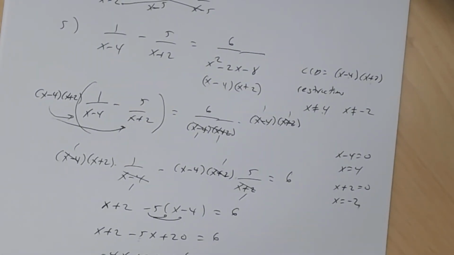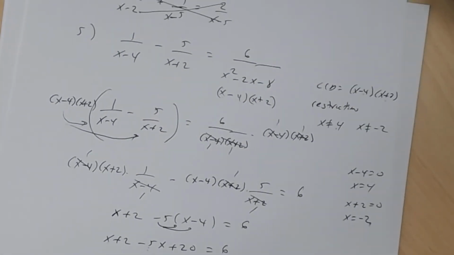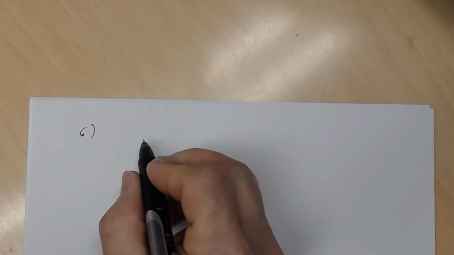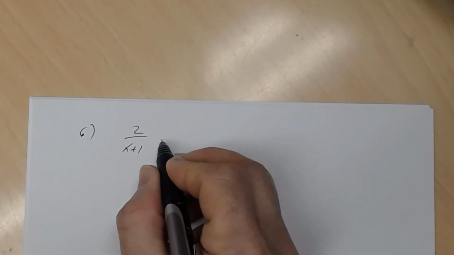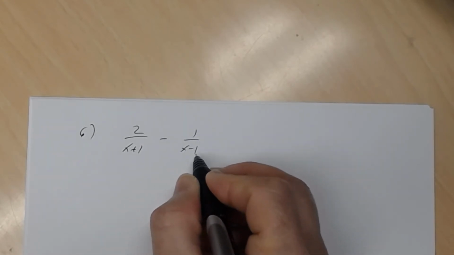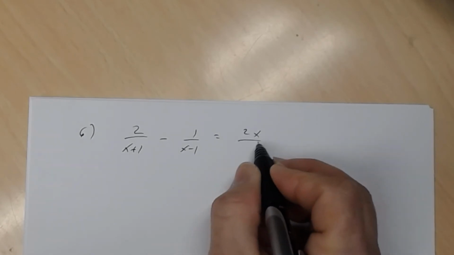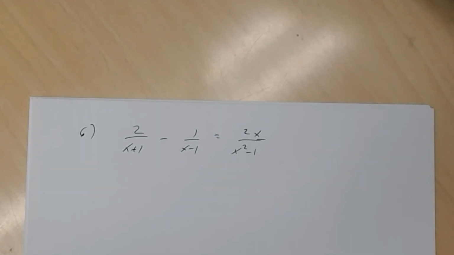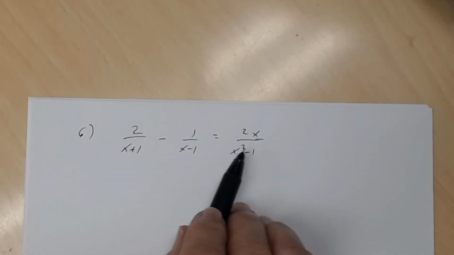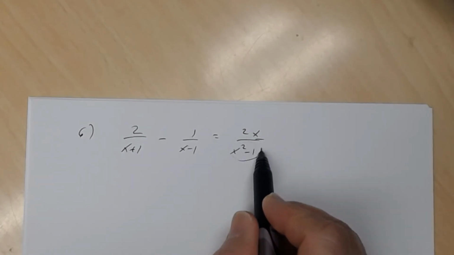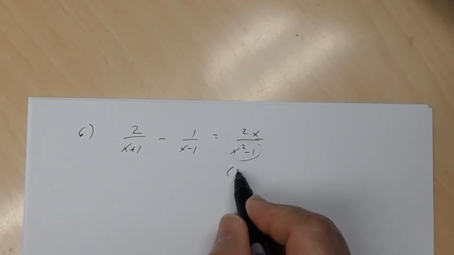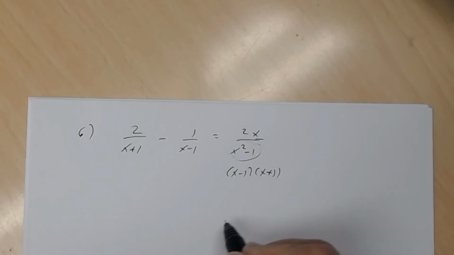Okay, let's look at this one. So this is number 6. Suppose you had 2 divided by x plus 1 minus 1 divided by x minus 1 equal 2x divided by x squared minus 1. Before you find your LCD, the first thing you need to do is factor. The only denominator I can factor here is this one, the difference of 2 squares. So I'm going to factor this as x minus 1, x plus 1.